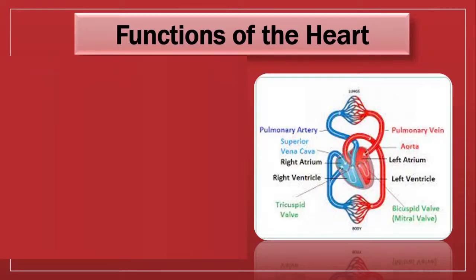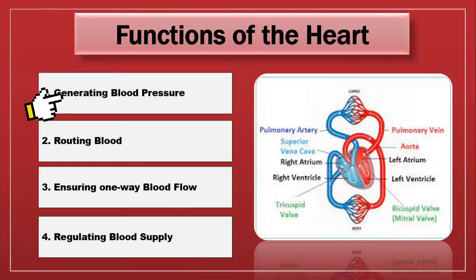Let's come now to the functions of the heart. We have four. First, generating blood pressure. The contractions of the heart generate blood pressure, wherein it forces blood through the blood vessels. Second, routing blood. The heart separates the pulmonary and systemic circulations, which ensures the flow of oxygen-rich blood to tissues.